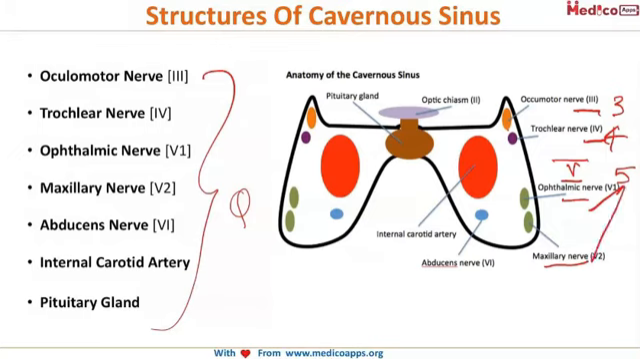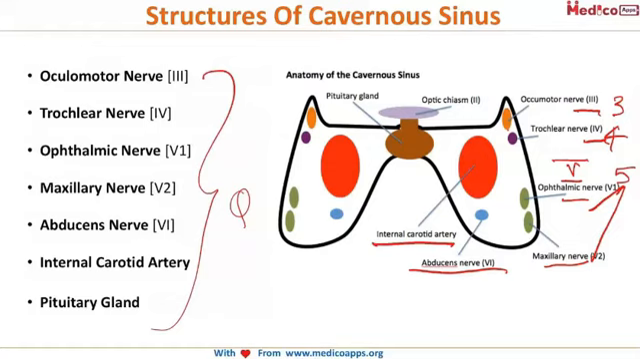These are the structures lying laterally in the cavernous sinus. However, in the center lies our internal carotid artery and the sixth cranial nerve. So 3, 4 and 5 are in the lateral wall, and the sixth nerve is in the center of the cavernous sinus along with the internal carotid artery.